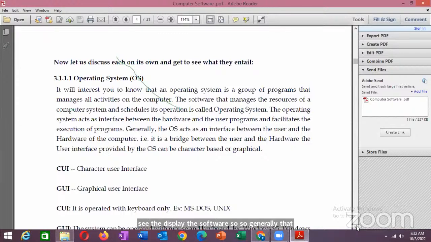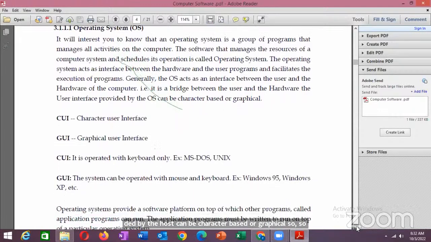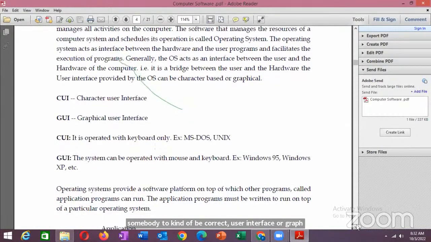Hardware has its own language. Hardware reasons in terms of zeros and ones, which is machine language. But the human being knows the normal numbers and the normal letters. So what helps you to interface is what we call the operating system. It is a bridge between the user and the hardware. The user interface provided by the OS can be character-based or graphical. It can be a character user interface or a graphic user interface.